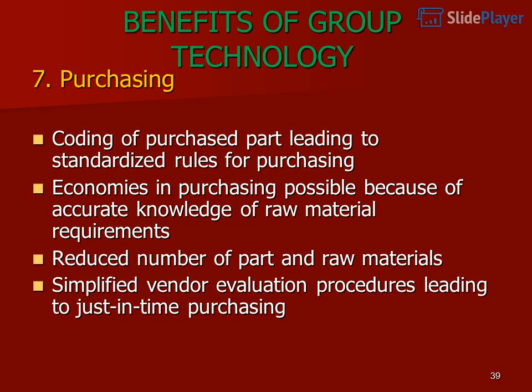Benefits of group technology. 7. Purchasing. Coding of purchased part leading to standardized rules for purchasing. Economies in purchasing possible because of accurate knowledge of raw material requirements. Reduced number of part and raw materials. Simplified vendor evaluation procedures leading to just-in-time purchasing.